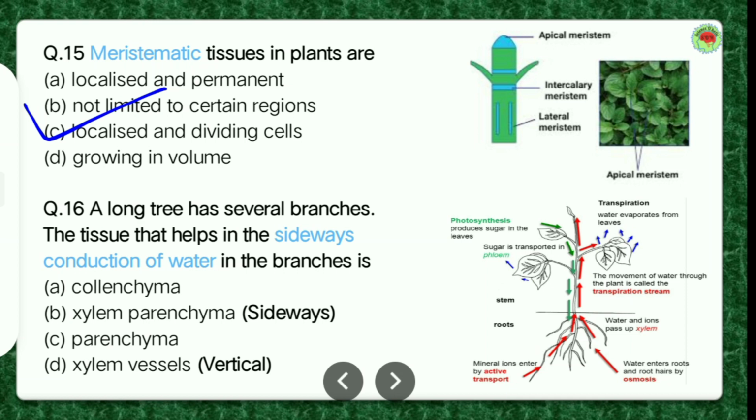So you know the function of each and every tissue. Collenchyma, it's a supporting tissue. Xylem parenchyma helps in sideway conduction of water. Parenchyma, it's a storing tissue, and xylem vessel helps in vertical conduction of water. Now here you can see in the image, this red and green color is vertical conduction of water in the plant, and this blue color is the sideway conduction of water in the plant. So the correct option of this question is xylem parenchyma, option B.